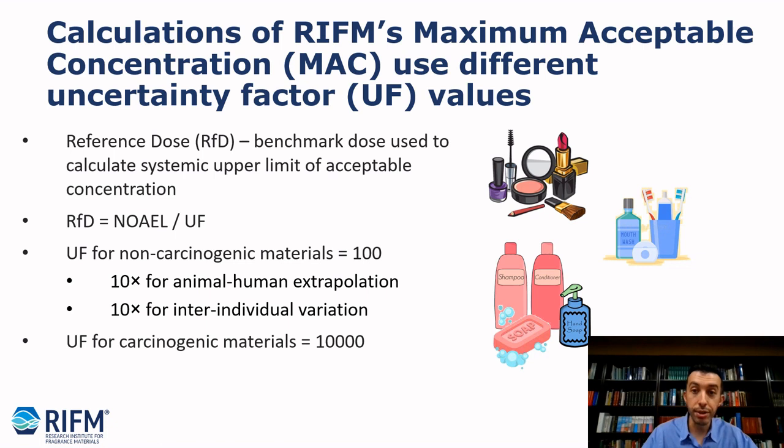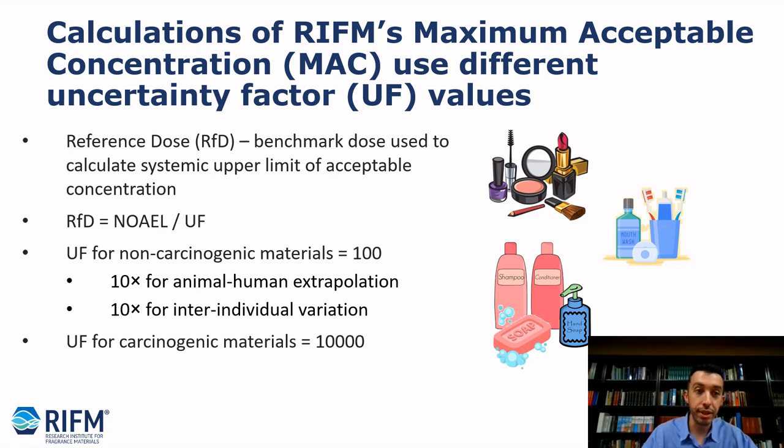Typically, for non-carcinogenic materials, the uncertainty factor value used to convert a NOAEL to a reference dose is 100. This 100 comprises a value of 10 for animal to human extrapolation, multiplied by another factor of 10 for inter-individual variation. However, for carcinogenic materials, a much higher uncertainty factor value of 10,000 is used. Thus, reference doses for carcinogenic materials will end up being orders of magnitude lower than reference doses for most non-carcinogenic materials.